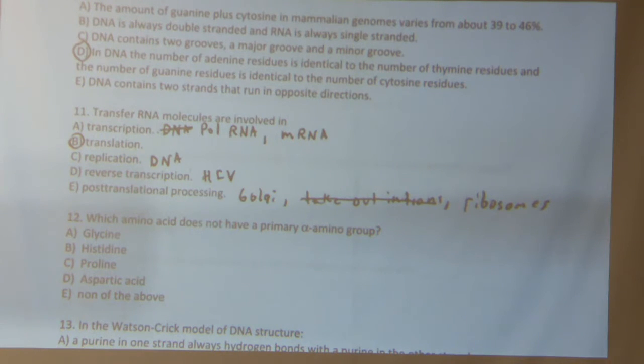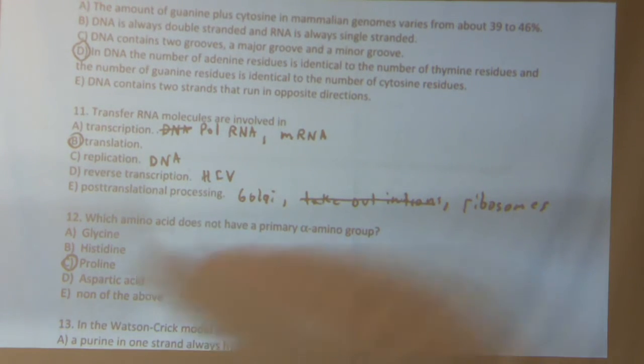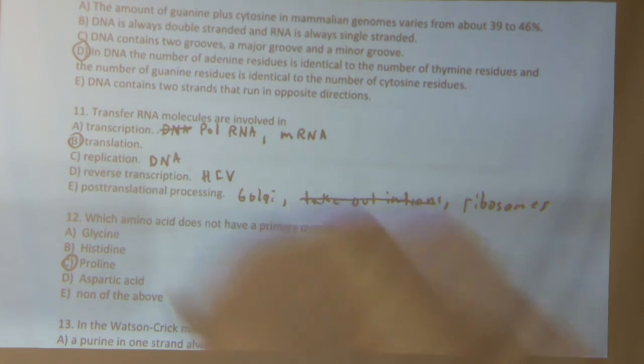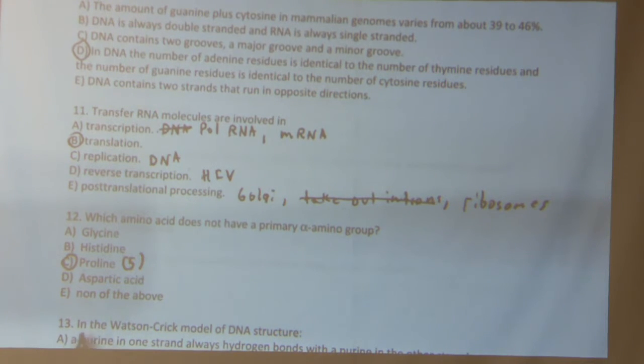So answer was B. So for 12, which amino acid does not have a primary alpha amino group? Proline? Awesome. So what does proline's structure look like? Cyclic. Awesome. How many carbons are in proline? 5? Awesome. Does everyone understand alpha amino group? Okay, cool. So, any questions?